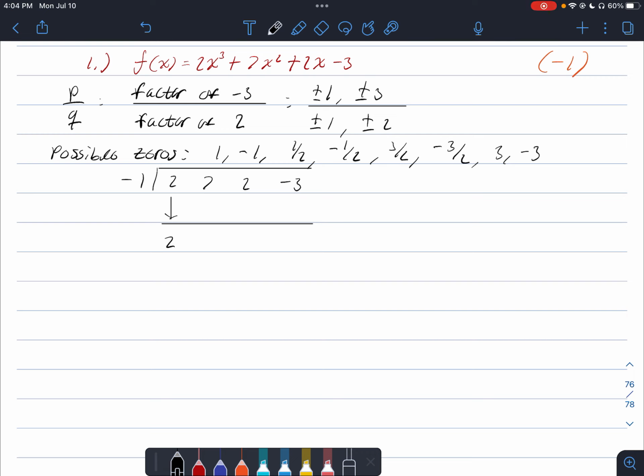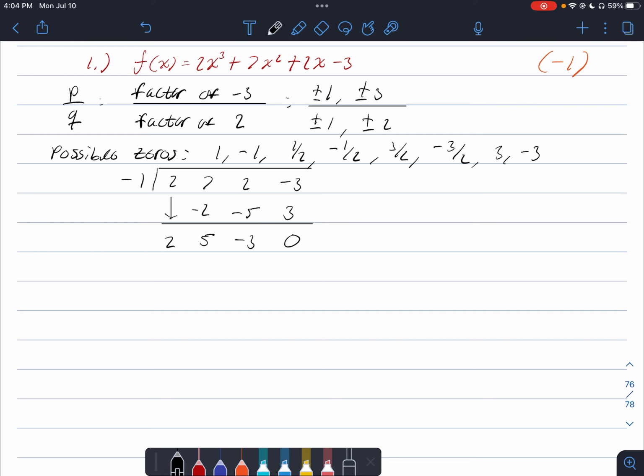So 2 times negative 1 is negative 2. 7 plus negative 2 is 5. 5 times negative 1 is negative 5. 2 plus negative 5 is negative 3. Negative 3 times negative 1 is positive 3. Negative 3 plus positive 3 is 0. So look at that. We know that negative 1 is indeed a 0.